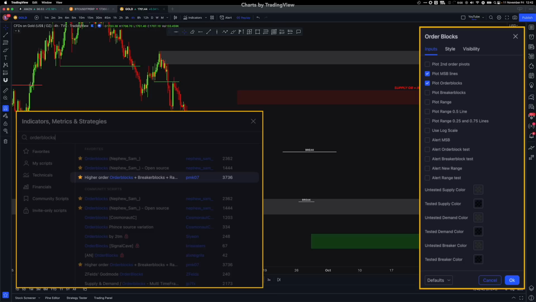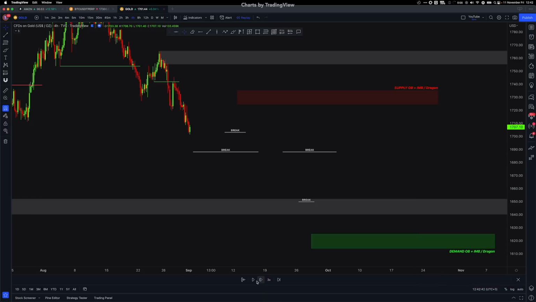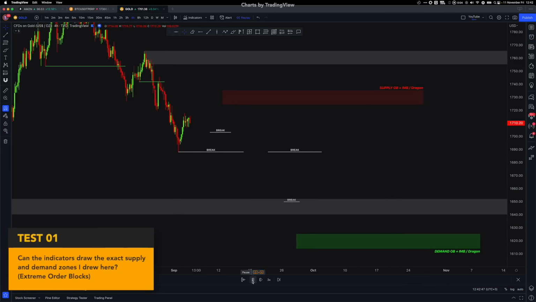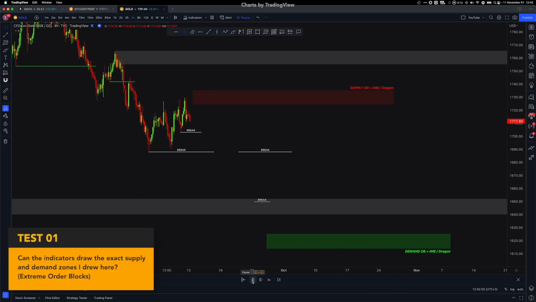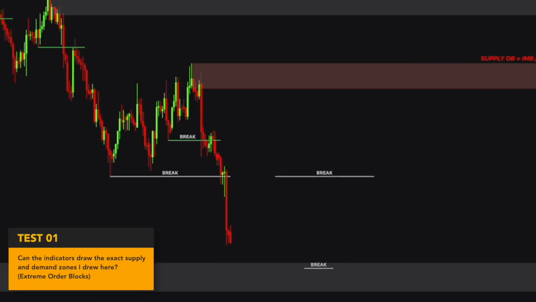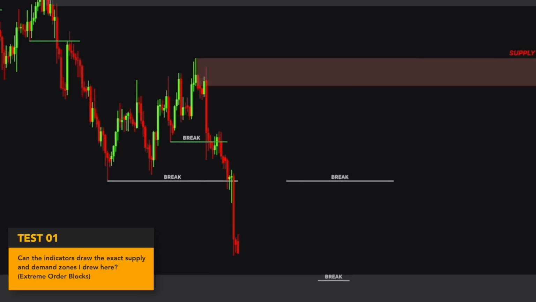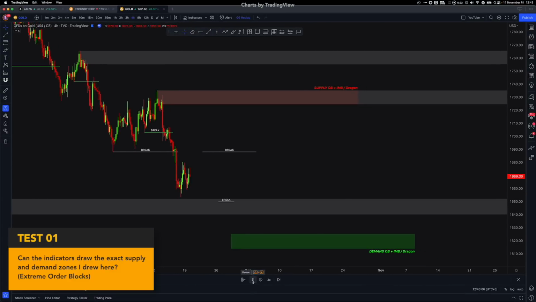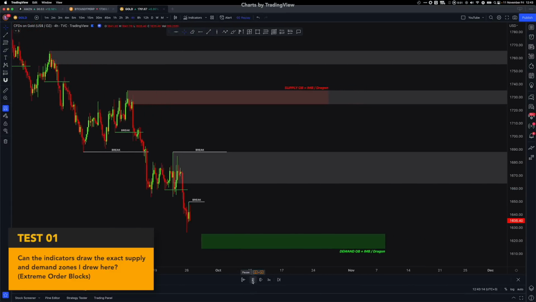I disabled everything, just keeping the order blocks. I also left the market structure break lines open. I wanted to see if this indicator can identify the MSB points like me. Let's see if this indicator can identify the overall extreme zones that I pre-identified. As you can see, it draws the gray zone, which exactly matches my supply area. Moreover, it draws this green line, which I would draw as a strong break line. Now it draws another nice break with a supply zone.